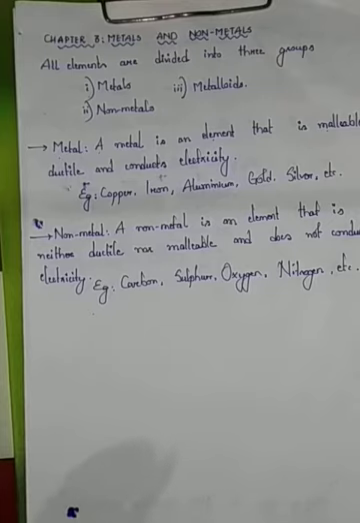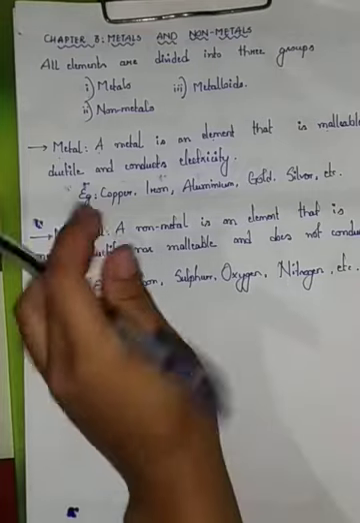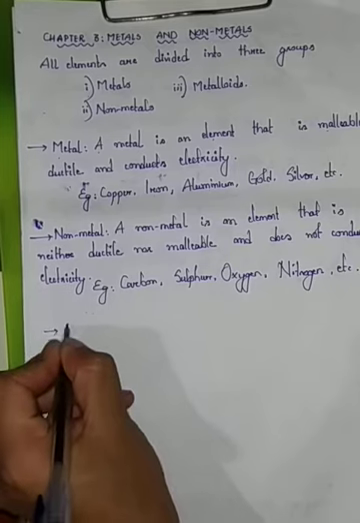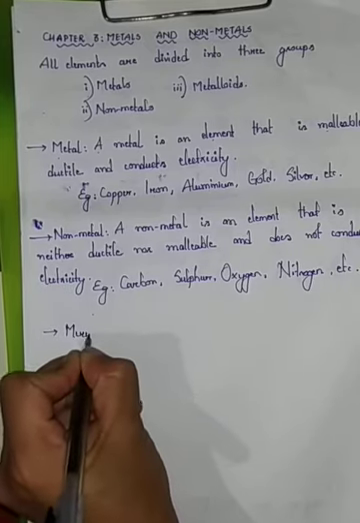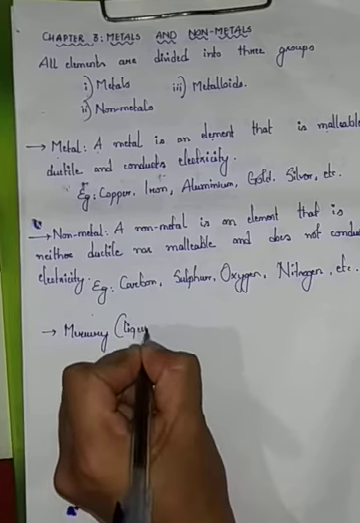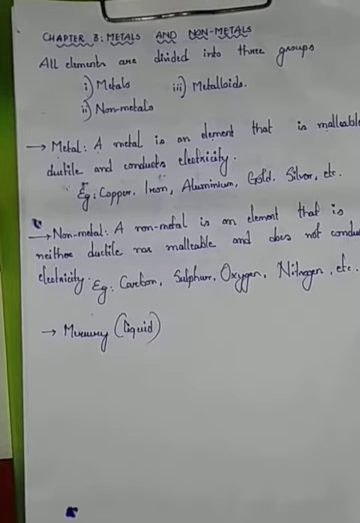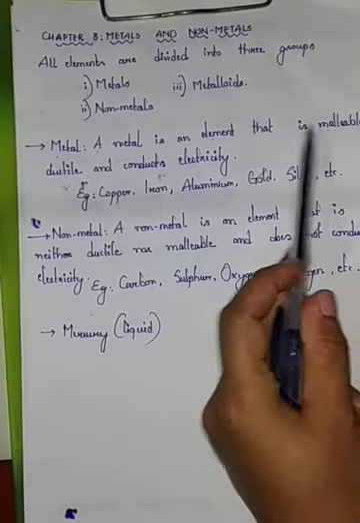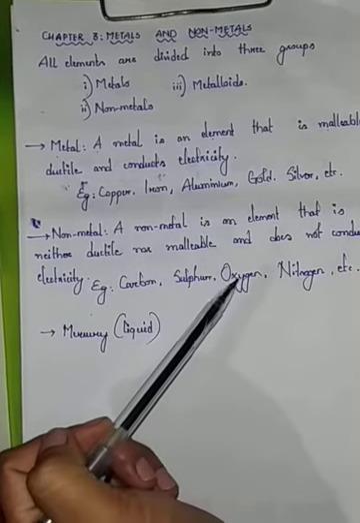Now remember, all metals are solids except for one metal, that is known as our mercury. Mercury is the only metal that is a liquid. So that is known as our metals, which are malleable, ductile, and conduct electricity.